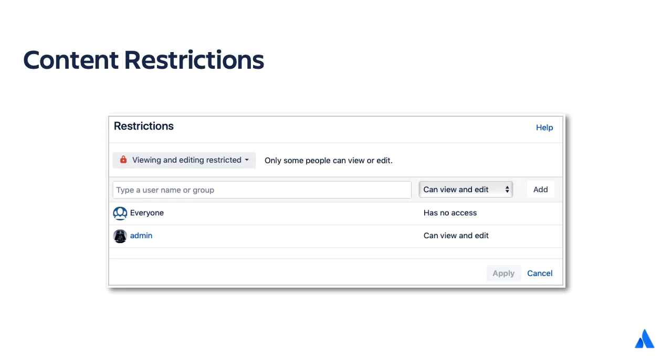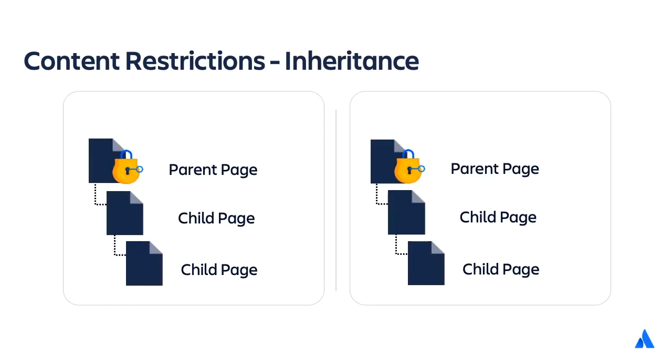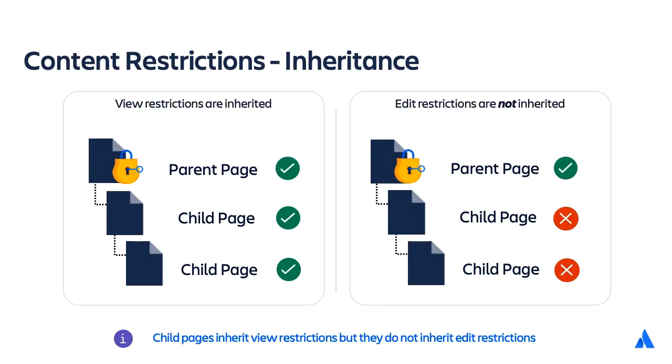There is an important point to understand when we talk about the view and edit restrictions on a page, and that is inheritance. Here you can see that we have two page hierarchies. On the left, we have a view restriction applied to a parent page. The child pages inherit the view restrictions. Inheritance works differently for edit restrictions. On the right side, we have an edit restriction applied to a parent page. The child pages do not inherit the edit restrictions. So child pages inherit view restrictions, but they do not inherit edit restrictions.